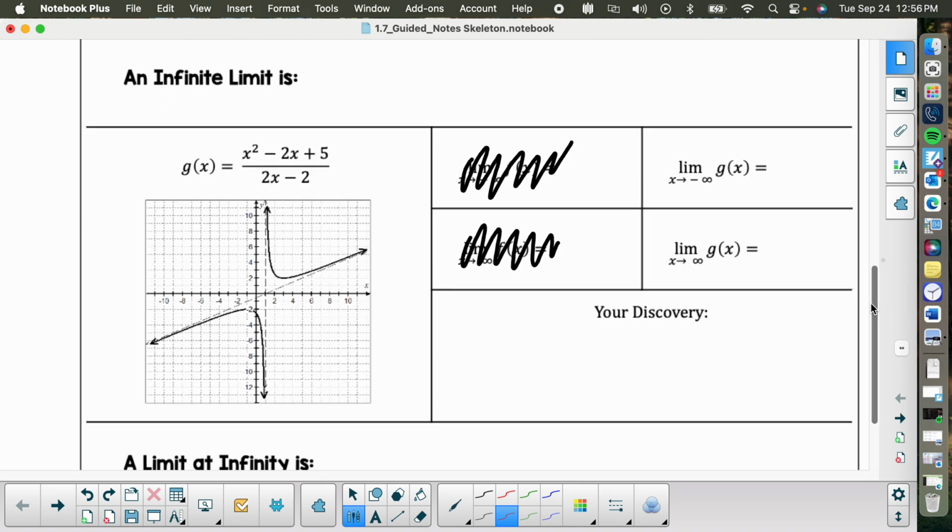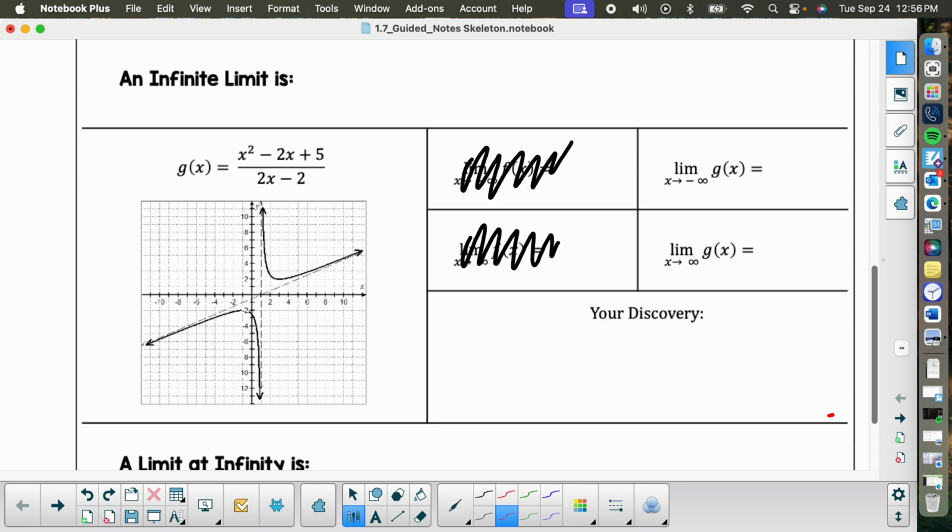So I brought that up because when we plug infinity here, if I plug infinity in, I've got infinity squared on the top minus 2 times infinity plus 5. Now, for purposes of us trying to find the answer, we're going to cross off anything that is lower powered.